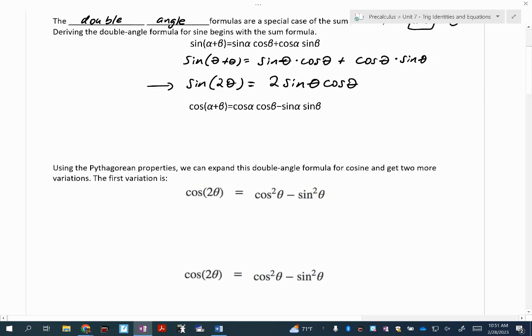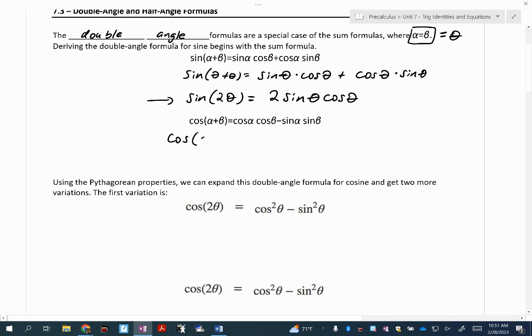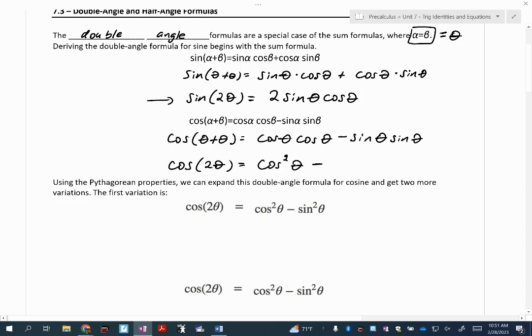Let's do the next one. Same thing. Replace the alpha and the beta with thetas. So I have cosine of theta times the cosine of theta minus sine of theta times the sine of theta. Similar idea to what we did in the previous one. This becomes cosine of 2 theta. But if you notice, we have cosine times cosine, which is going to be cosine squared theta, and then minus sine times sine, which is sine squared theta. All right, so that is our second one.